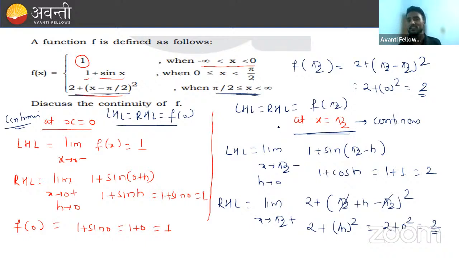Okay, because from minus infinity to 0 there is no need to check. From 0 to pi by 2 there is no need to check. From pi by 2 to infinity there is no need to check. We just need to check at the boundary points. Okay, you have to just check at the boundary points. I hope you have got it. Is it clear, everyone?